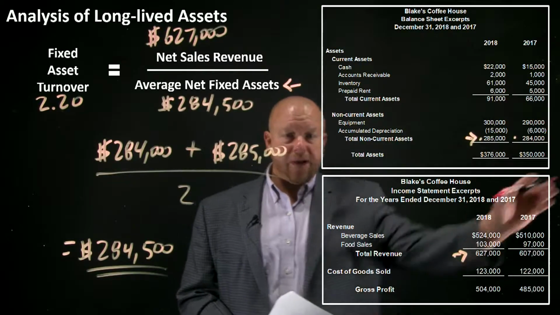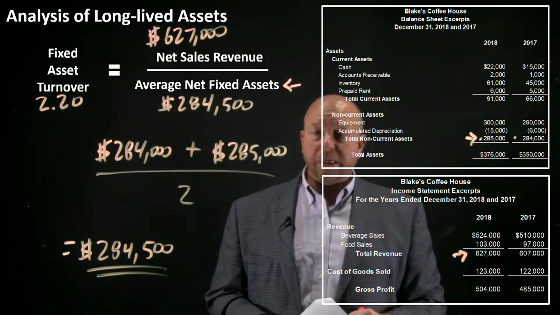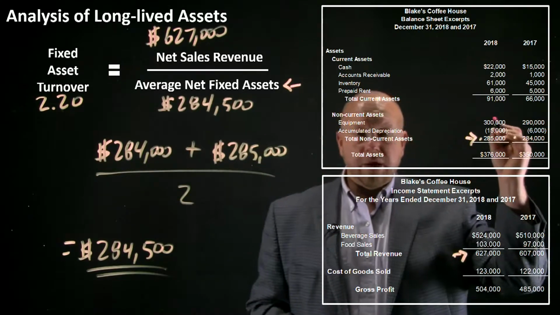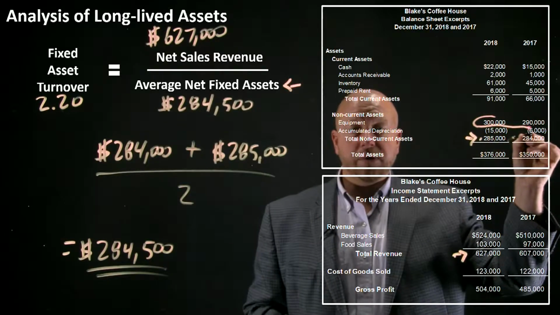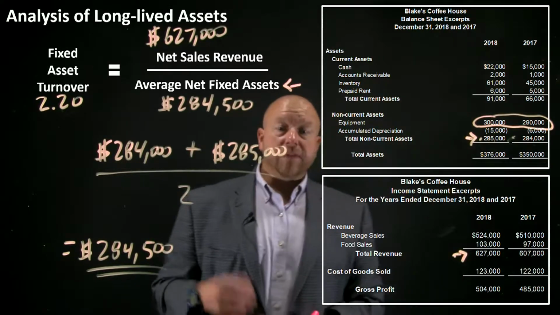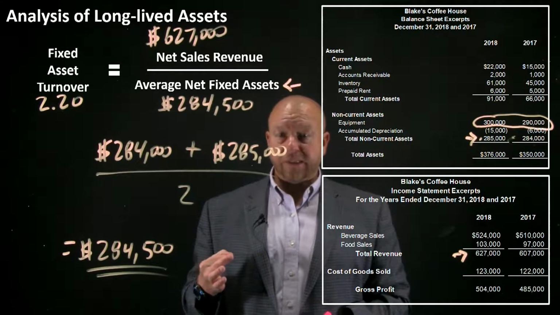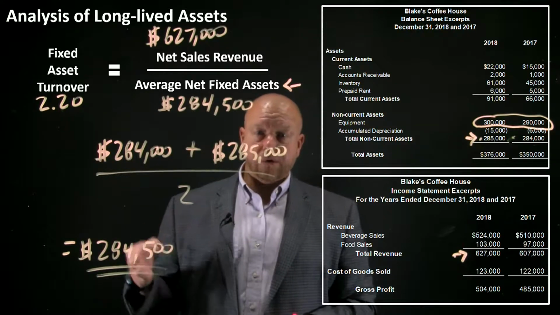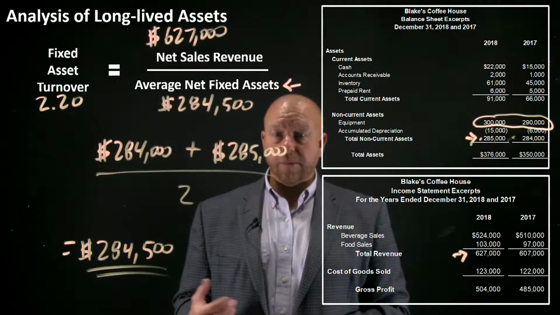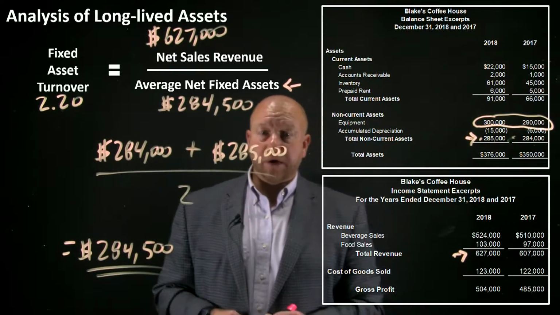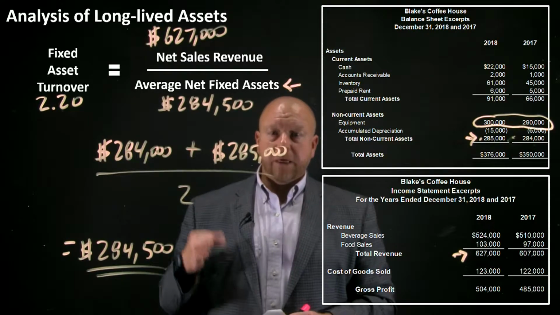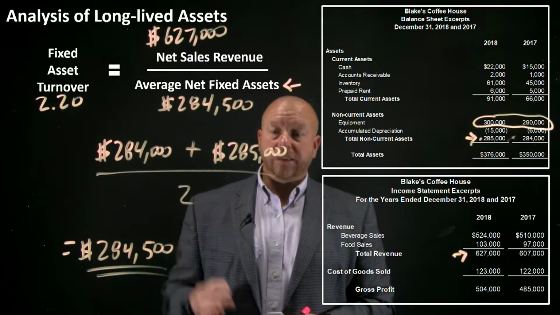Now, thinking about this average net fixed assets, some companies may use gross fixed assets in the denominator. In other words, they may choose to grab these two numbers, which in this case would average out to $295,000. I believe it's more common for companies to use average net fixed assets. If you choose to use gross fixed assets, just know that you're doing that and then use it consistently within your company from year to year. And if you're comparing to other entities, you would want to know what they're using in the denominator. The key is to use something and use it consistently.